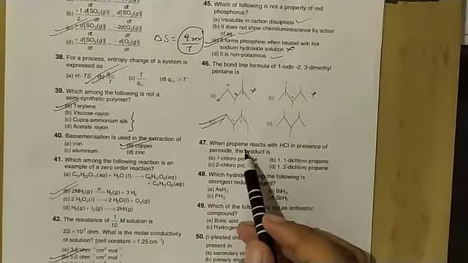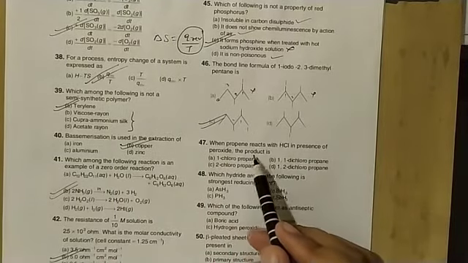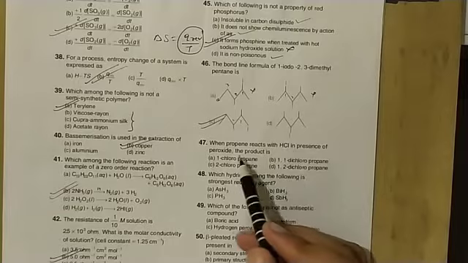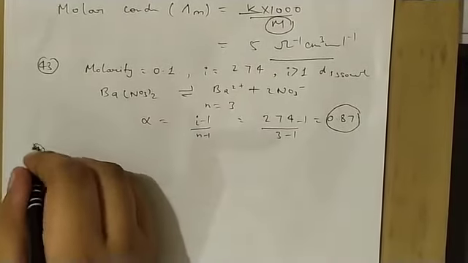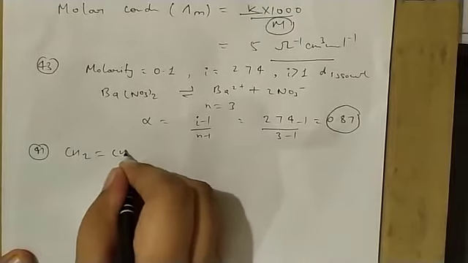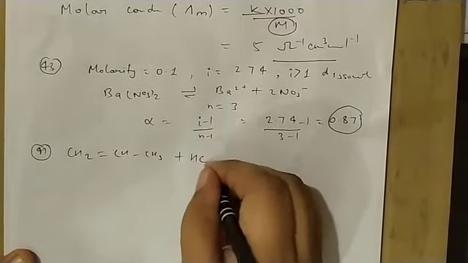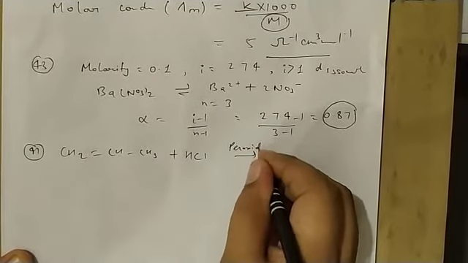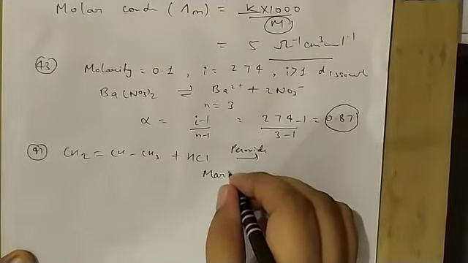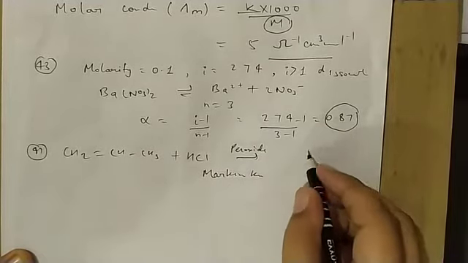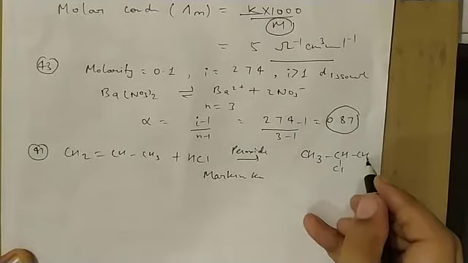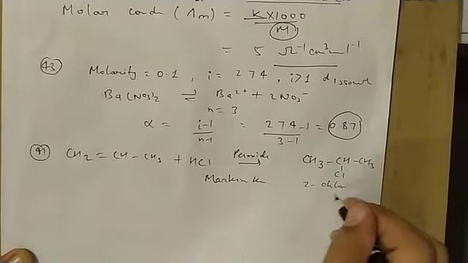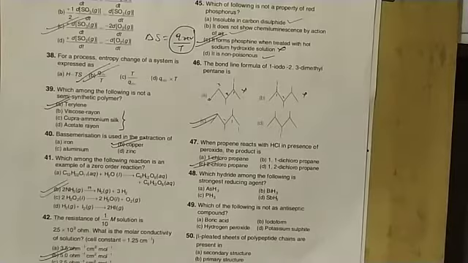Next question, question number 47 is, when propene reacts with HCl in presence of peroxide, the product is. The product formed will be 2-chloropropane. So option number C is correct. Let us go through the reaction. In 47, CH2=CHCH3 will react with HCl in presence of peroxide. This will follow Markovnikov's rule, and the product formed will be 2-chloropropane, CH3CHClCH3. Option number C is correct in this case.